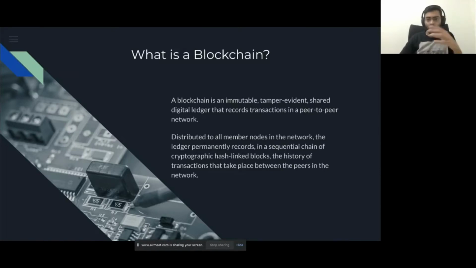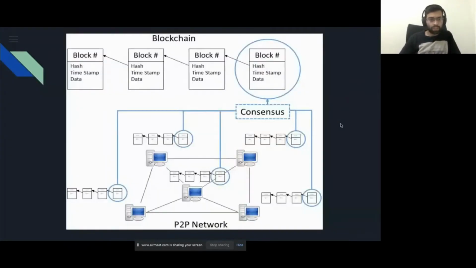So yeah, think of it as a ledger which consists of a chain of blocks that are tied cryptographically using what are known as cryptographic hashes. And what makes it immutable, tamper evident and tamper resistant is the fact that it is shared across this entire peer-to-peer network. So you can't just go and overwrite something somewhere. It's distributed to all members across the network, and it stores records as we mentioned. So that's a blockchain. This is what it looks like.